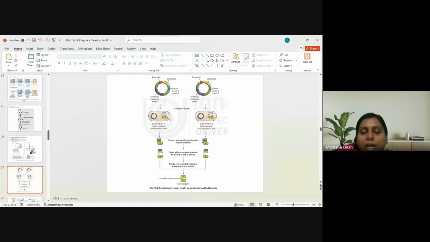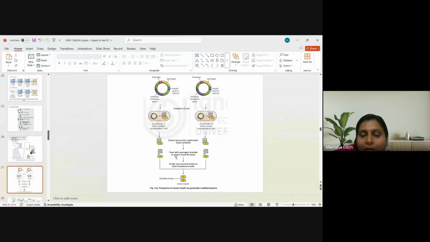Now, you can simply extract the protein by separating it from the rest of the bacterial components. So you need to extract and purify the beta-gal insulin fused proteins. Then you can treat them with cyanogen bromide to cleave the A and B chains.